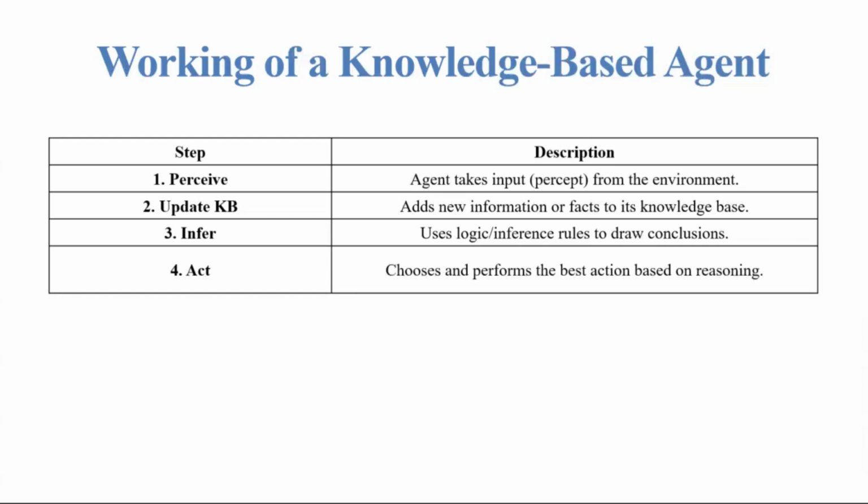The next step is to use the inference engine. The inference engine starts thinking. It examines the facts stored in the knowledge base and applies the logical rules. Let's use the weather example. The knowledge base contains these rules: if the sky is cloudy, then it may rain. If it may rain, then carry an umbrella. The agent has already observed that the sky is cloudy. The inference engine checks the first rule and concludes it may rain.